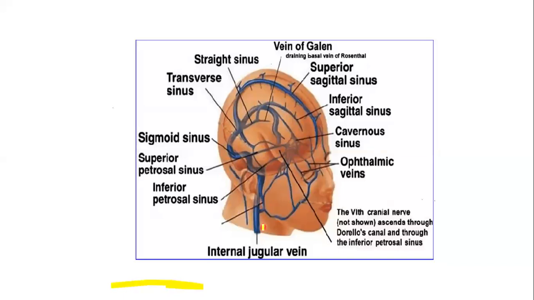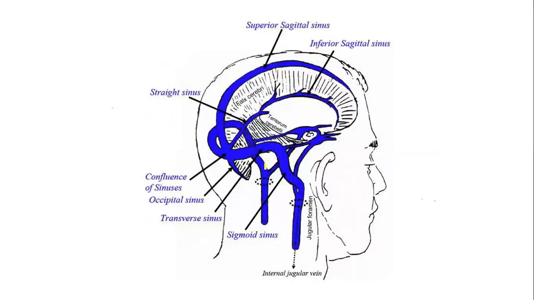Then the sigmoid sinus. Then there's the internal jugular vein. This jugular vein is the one that drains to the superior vena cava of the heart. So that's the internal jugular vein. The internal jugular vein here, this is a clear picture. As you can see, the superior sagittal sinus.